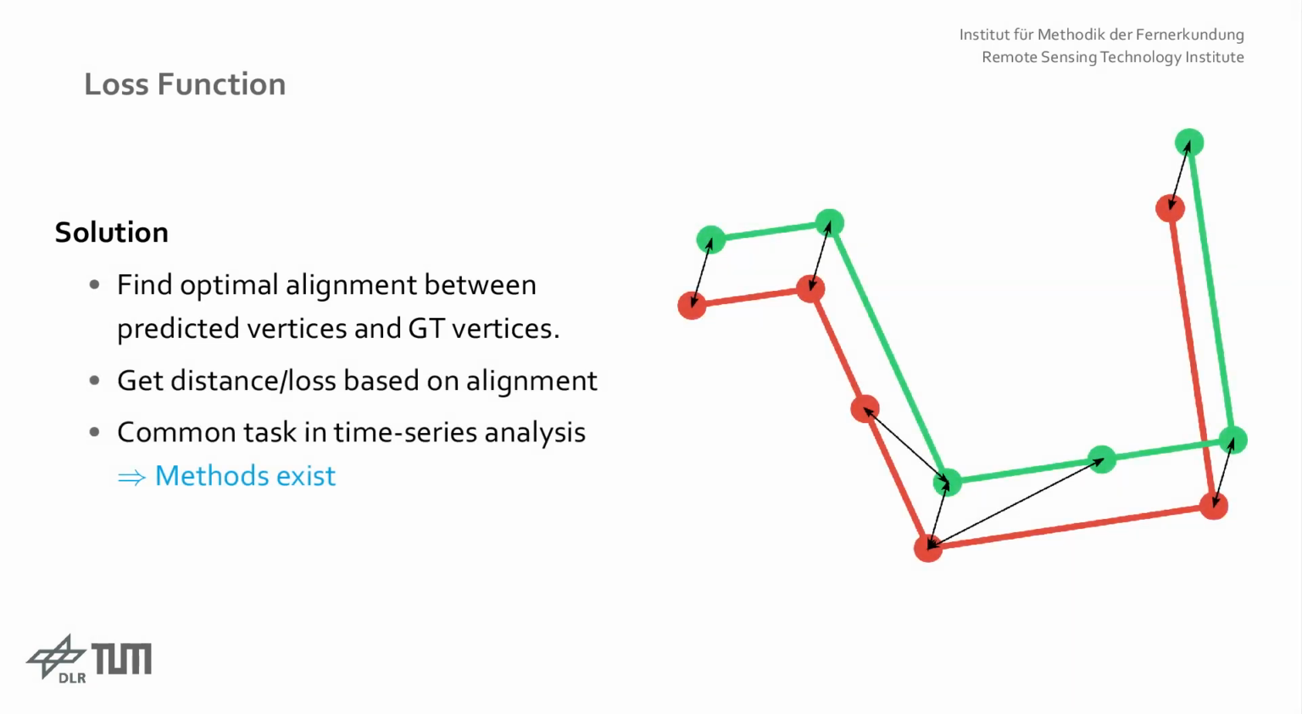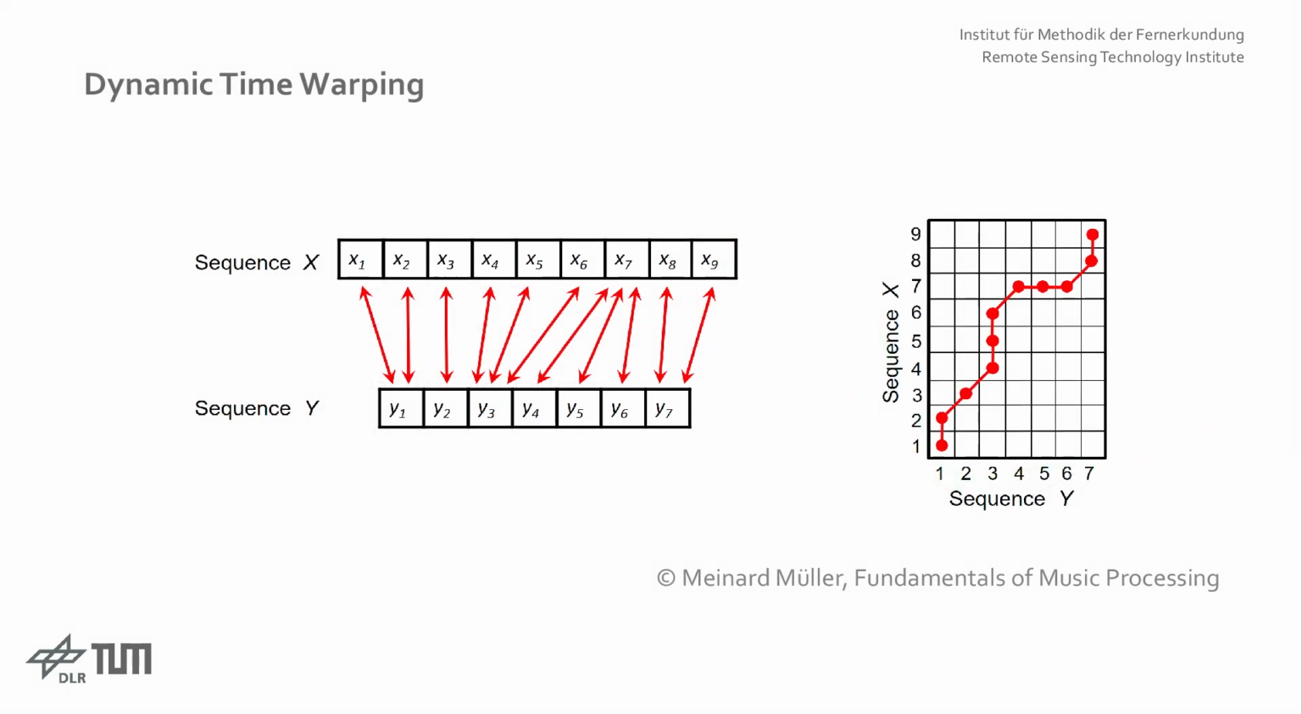Luckily, there are existing methods for this, like the so-called dynamic time warping, which is a method for time series analysis. It works by finding an optimal alignment of the vertices and calculating the loss based on that alignment. In doing so, it completely eliminates the oversmoothing issues that we observed.